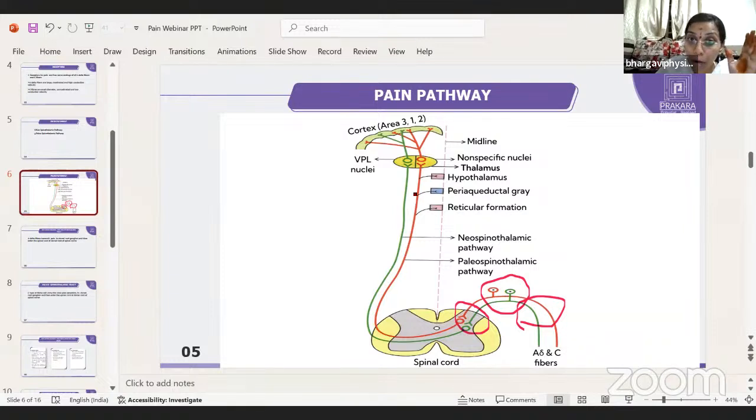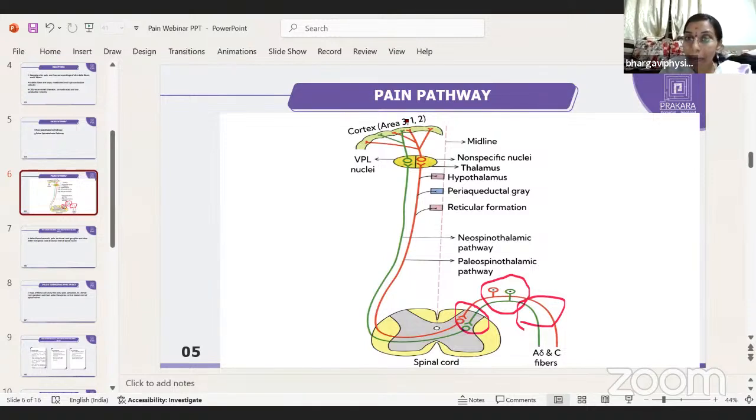Then some group of fibers of our paleospinothalamic pathway are going to end in the hypothalamus. And some fibers are going to terminate in the periaqueductal gray matter, and some more fibers are going to terminate in the reticular formation. Okay. So here these fibers are going to end. Now we are having nuclei in the thalamus. Now the third order neurons arise, and from the thalamus they project to the somatosensory cortex, that is Brodmann's area number 3, 1, 2. Okay. Here it is going to end.